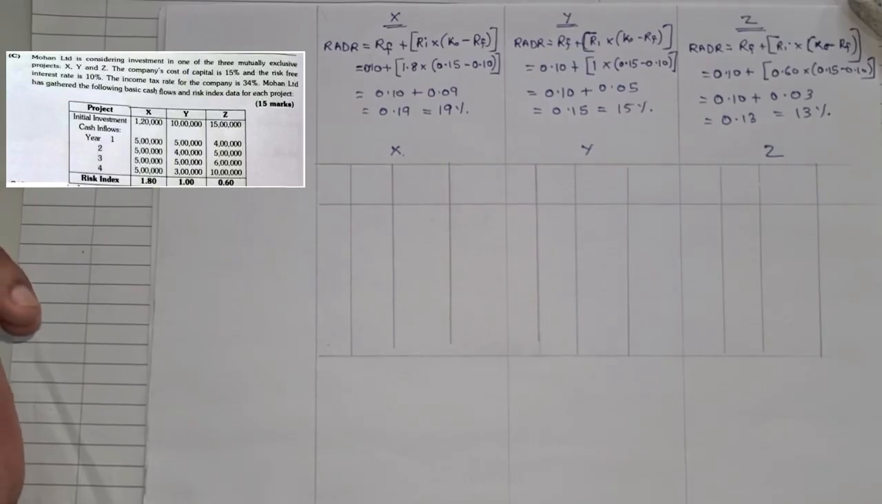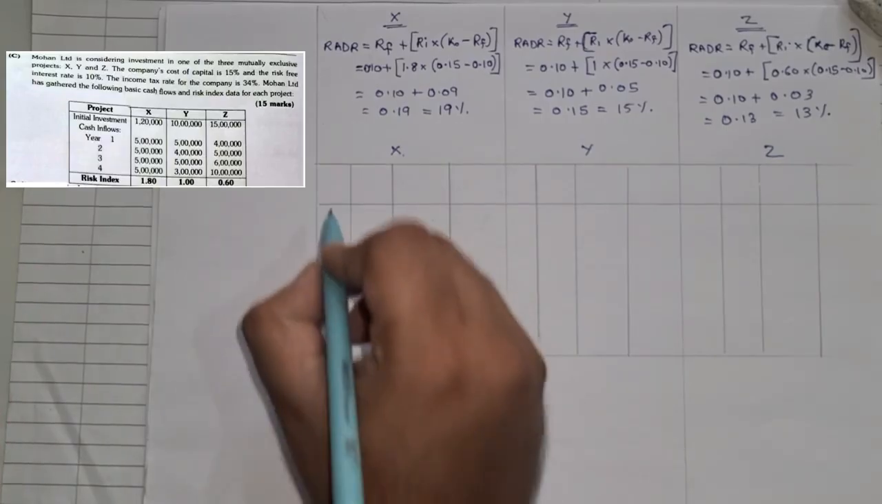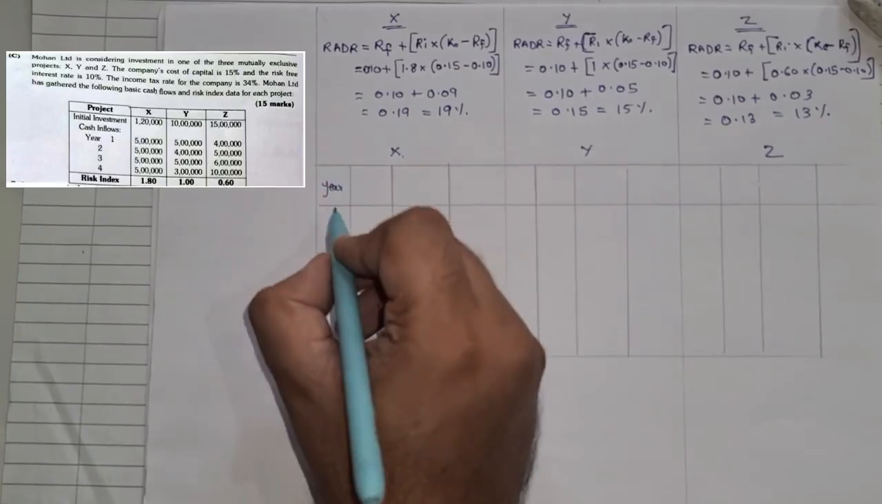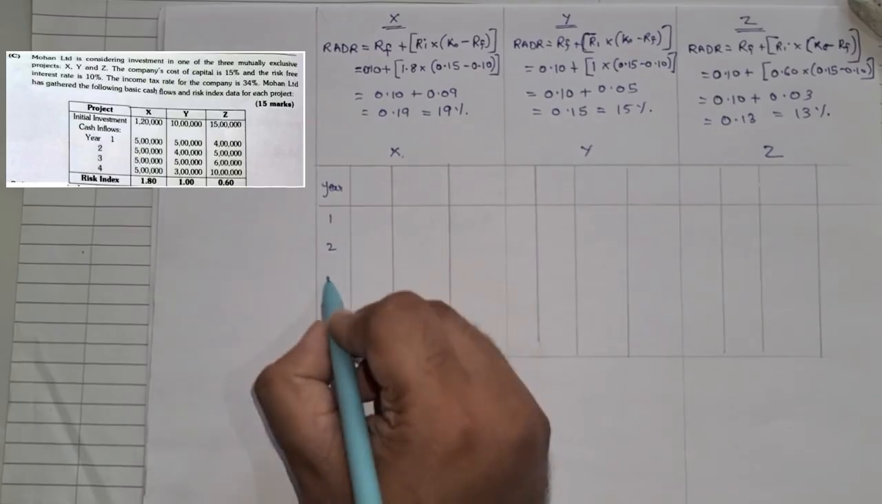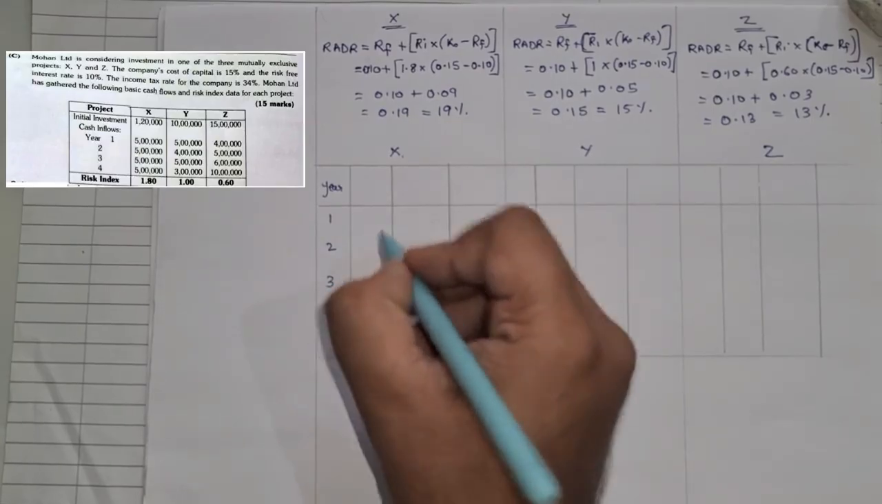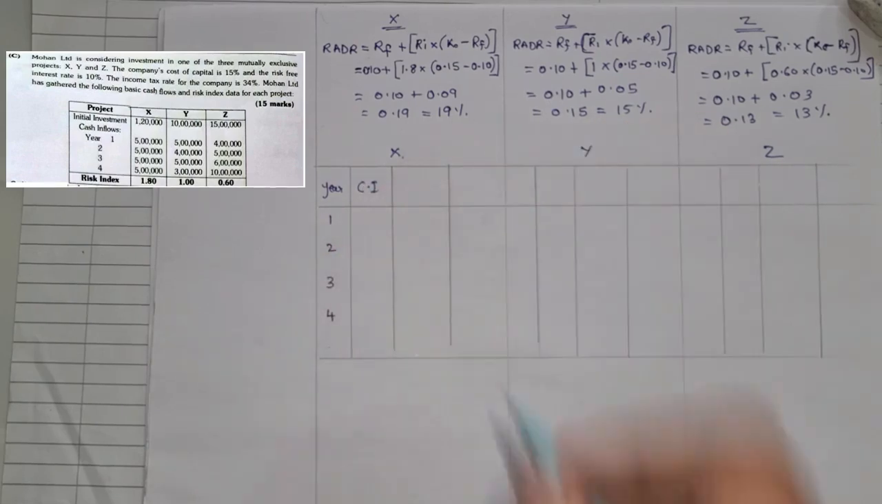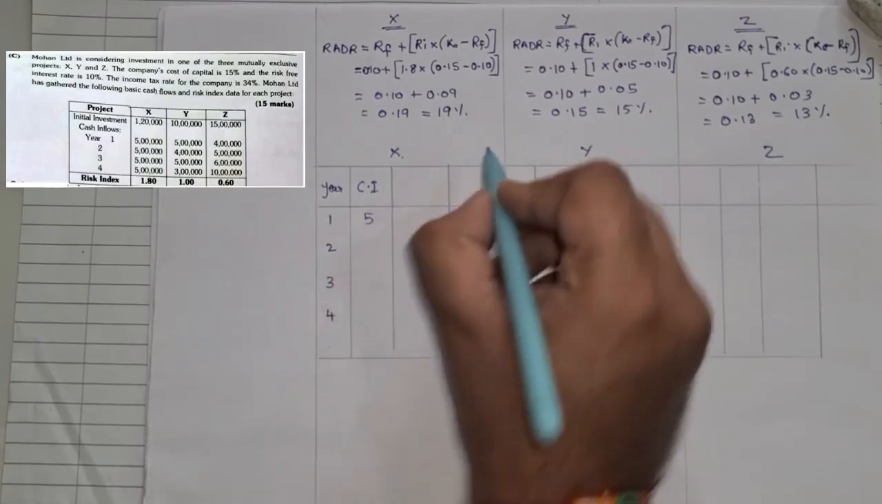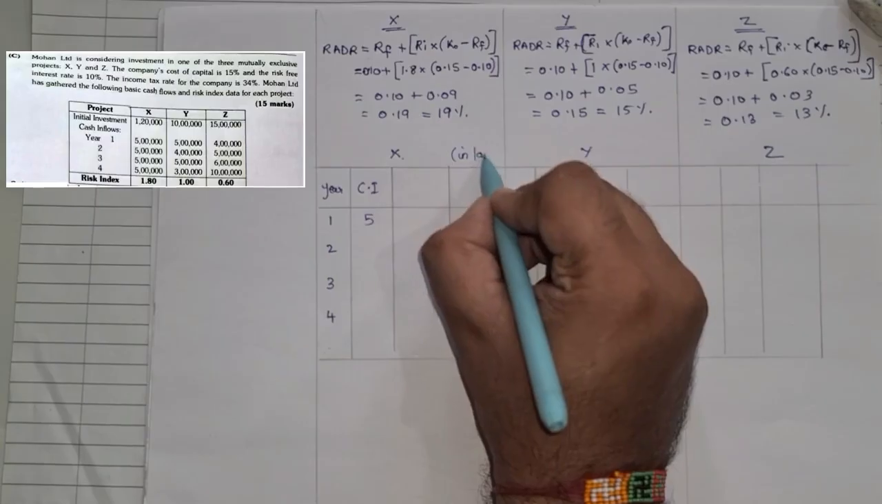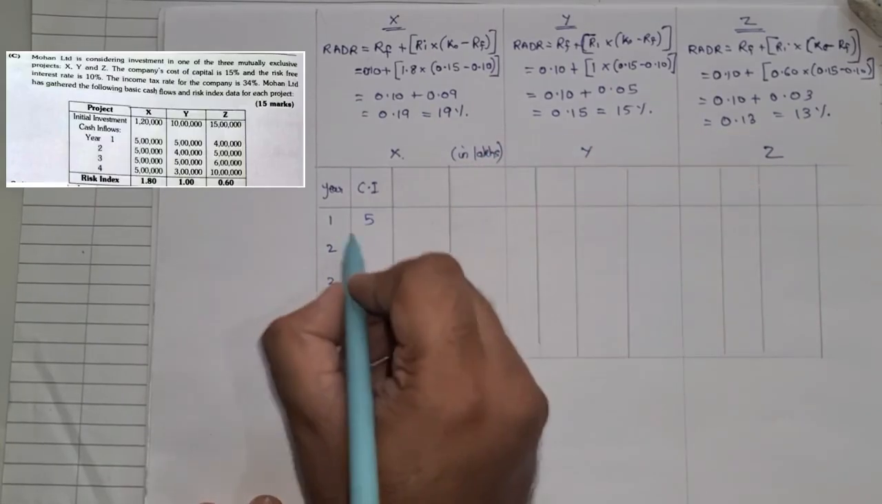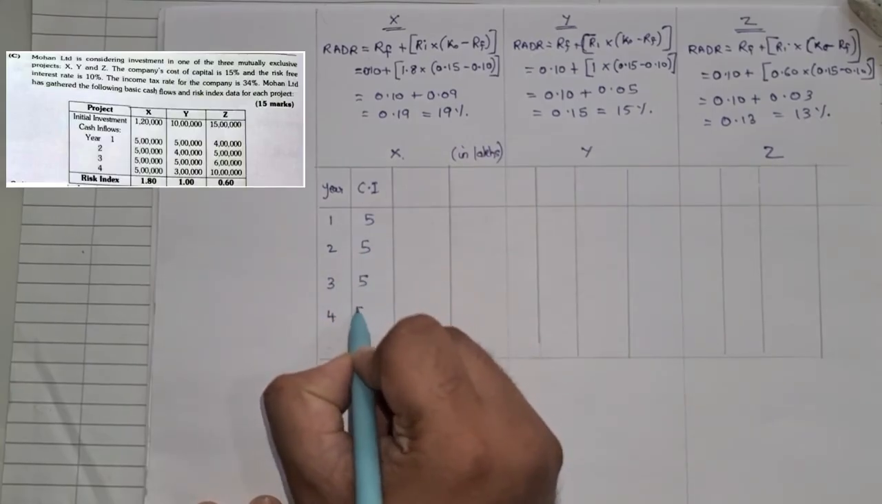Under X, first the columns will be years. If you look carefully, there are 4 years given to us: year 1, 2, 3 and 4. Next will be my cash inflow. Everything is in lakhs, so we'll convert everything into lakhs. So it will be 5 lakhs in all the years: 5 lakh, 5 lakh, 5 lakh, 5 lakh.